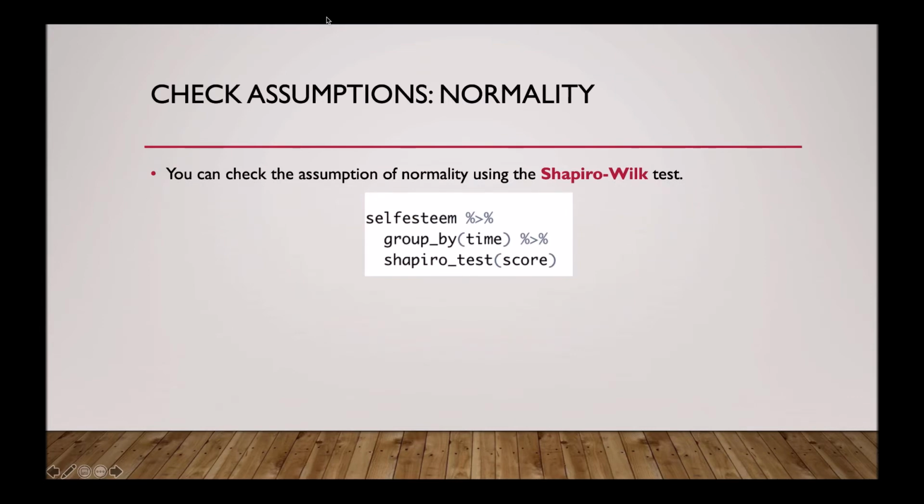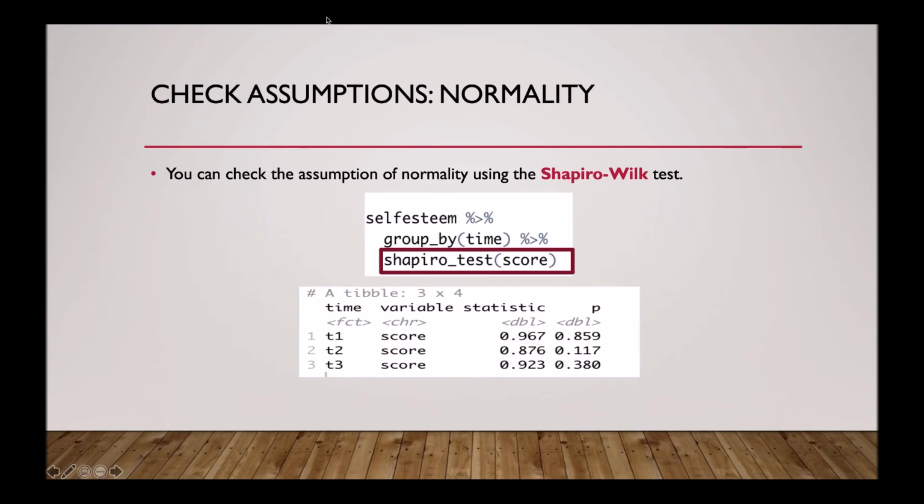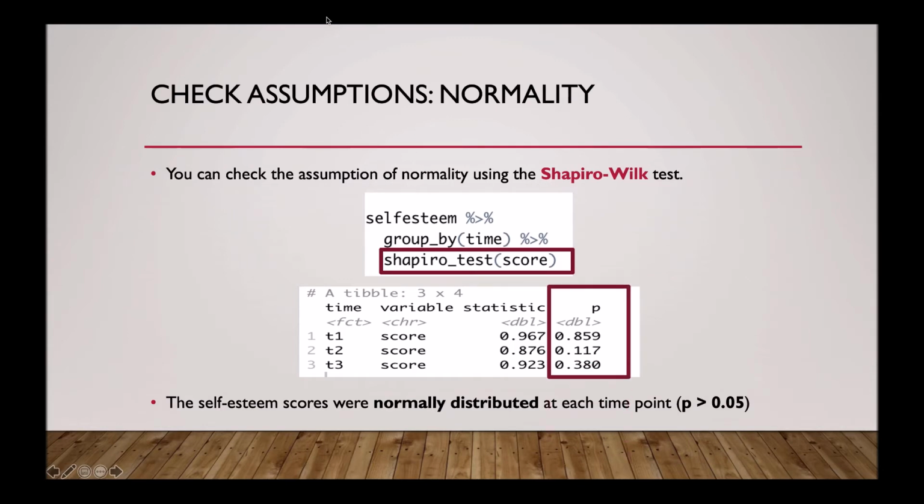The next assumption that we want to check is that our outcome or dependent variable is normally distributed. And we can do this by using the Shapiro-Wilk test, like this. And here are our results. As you can see, all of the self-esteem scores were normally distributed at each time point, as all the p-values are greater than 0.05. But please do remember to check whether your supervisors have different cutoff points.